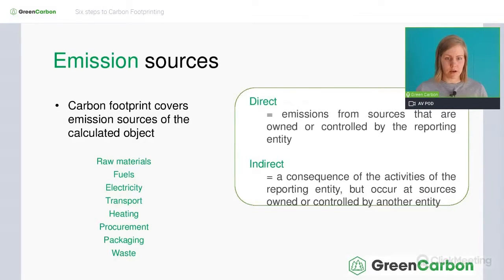And then there are the indirect emission sources. This means they come from sources that are a consequence of the activities of a reporting entity, but occur at sources owned or controlled by another entity. So, for example, if we take raw materials, the extraction of raw materials needs energy. But this energy consumption doesn't exist in your factory or in your company's actions. So this emission source is an indirect emission source.